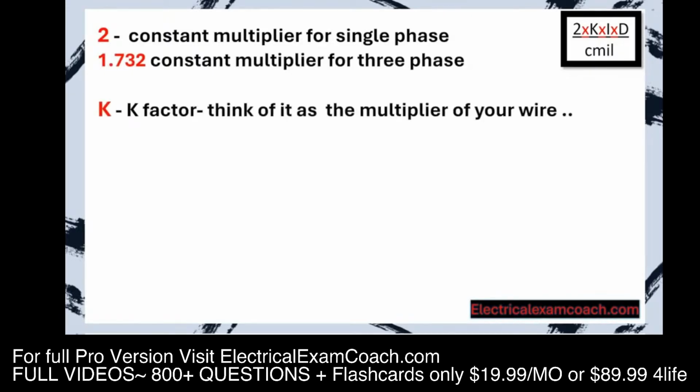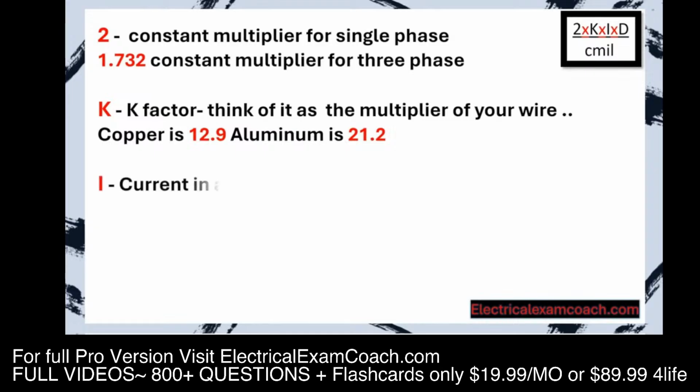K is going to be the K factor, and I want you to think of it like a multiplier for your wire. For copper, it's 12.9, and aluminum, it's 21.2. Don't worry about remembering all this. If you're able to bring in tabs into your test, it has it in there. Your state might allow you to write inside your book, you can just write it in there. And if you have to do it like I did, you'll just go into the exam, and the first thing you'll do is write it down on your scratch piece of paper.